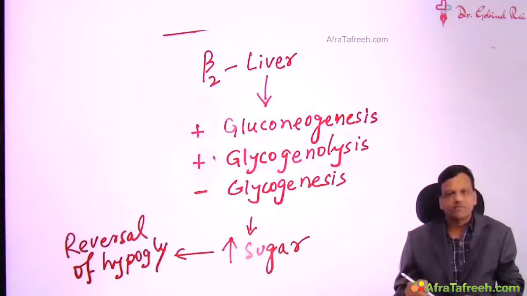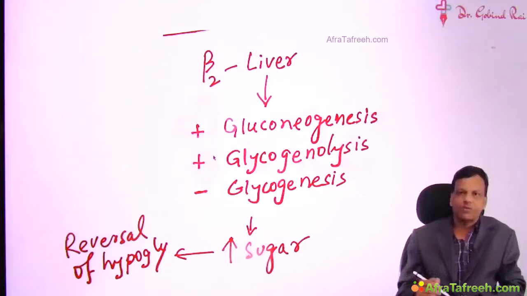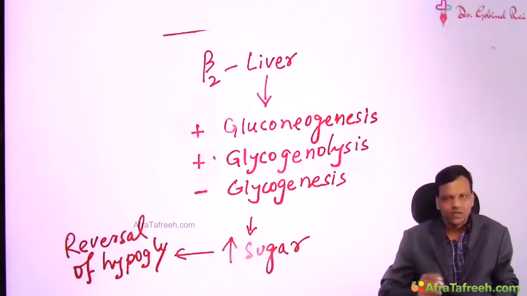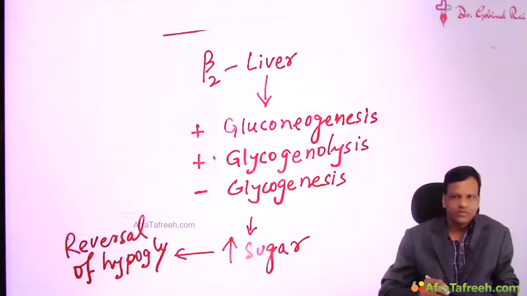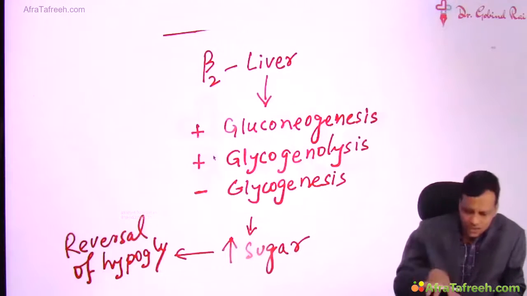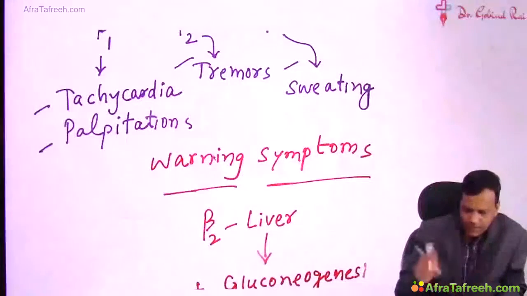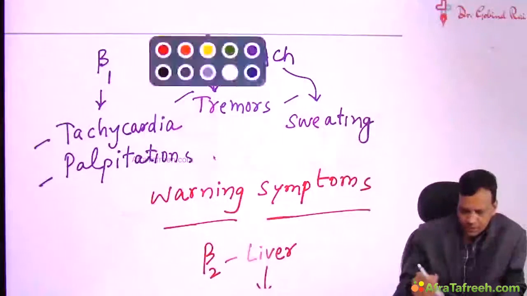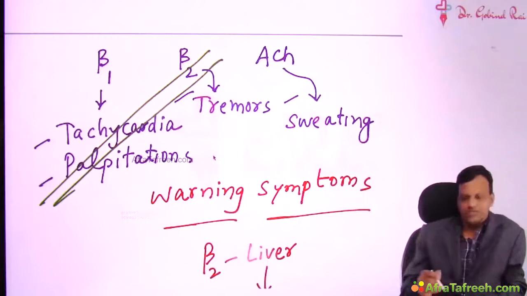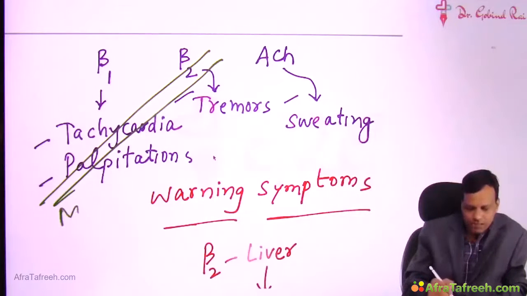So that's why the sympathetic system is very, very important to protect from hypoglycemia. It protects by two main mechanisms. One, by causing a warning symptom, and second, by reversing the hypoglycemia. This is the reason that if we give a beta blocker to a diabetic patient, they are very dangerous drugs, because if we give a beta blocker to a patient who has diabetes, first of all the symptoms will not come, so they result in masking of warning symptoms.